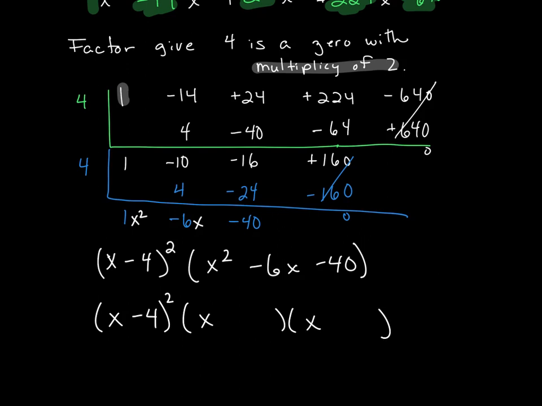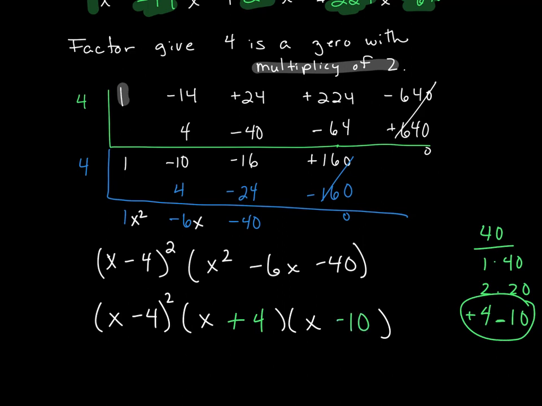Now I look at the factors of 40. My factors of 40 are 1 times 40, 2 times 20, 4 times 10, and that's the one I want to go ahead and use with this. I want to use 4 and 10. I want that to be a positive 4 and a negative 10. And that will be my factored form of this particular polynomial.